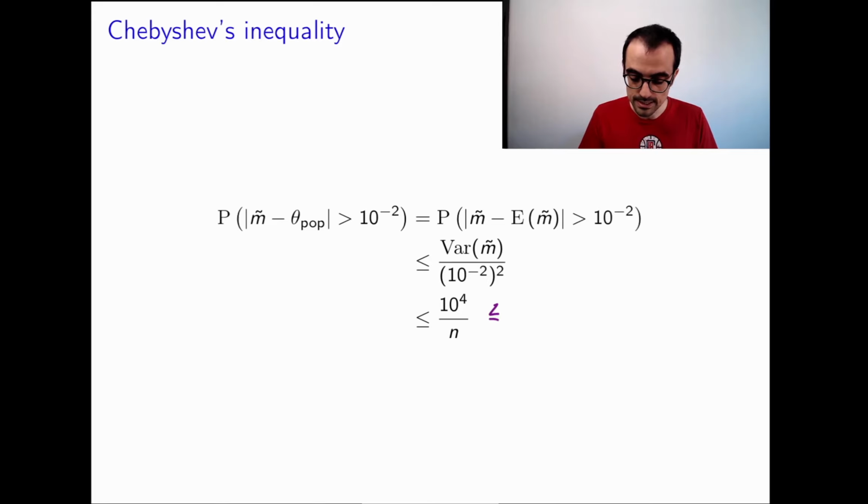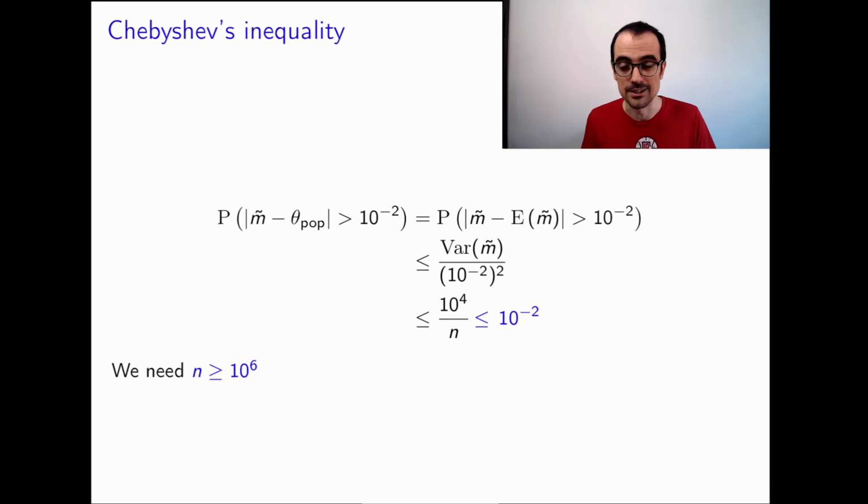When is this smaller than 0.01? When n is greater than 10 to the 6, which is 1 million. This sounds like a lot of people to test. If you've heard of random sampling, to determine the prevalence of COVID-19, this sounds like a lot. This is because Chebyshev's inequality is very strict, as it always holds. In a future video, we're going to see that applying the central limit theorem shows that you can get away with many, many fewer tests.